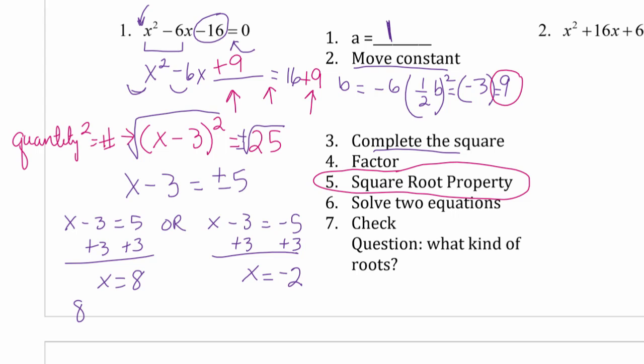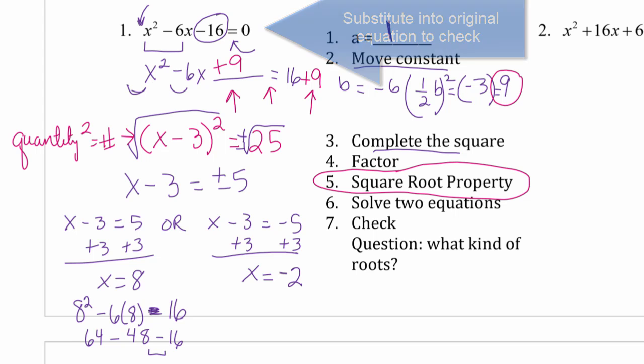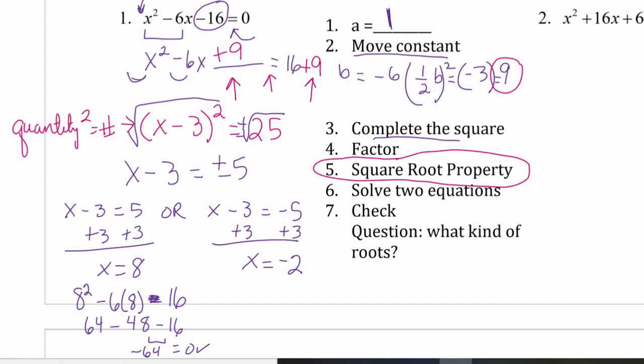Okay. 8 squared minus 6 times 8 minus 16. I'm back in the original equation, did you notice? And I'm substituting the 8. So that's 64 minus 48 minus 16. This is a negative 64, and so that does equal 0, so that checks. And here, negative 2 squared minus 6 times negative 2 minus 16. So this is 4 plus 12 minus 16, and it's 16 minus 16, so that equals 0, so that checks. Remember, you can use your calculator to check as well.